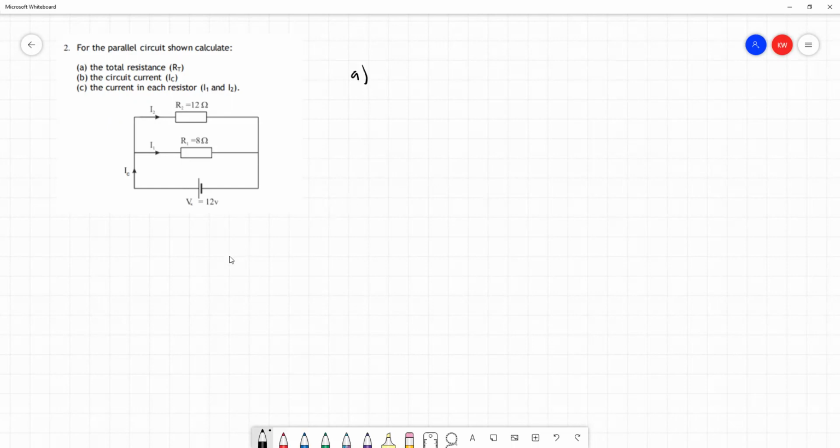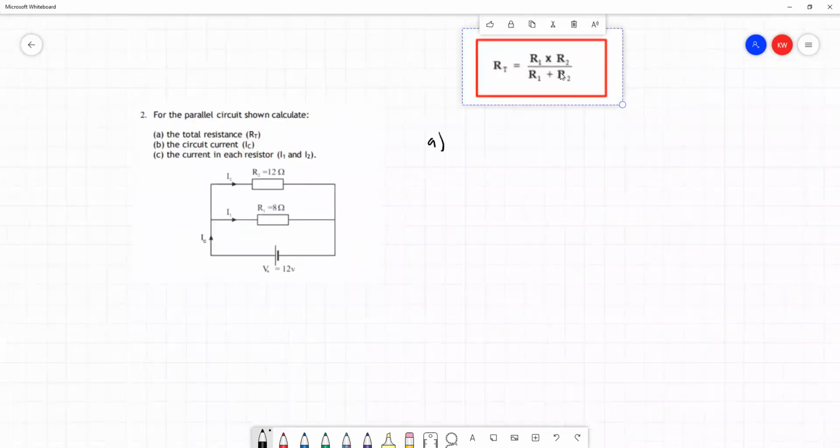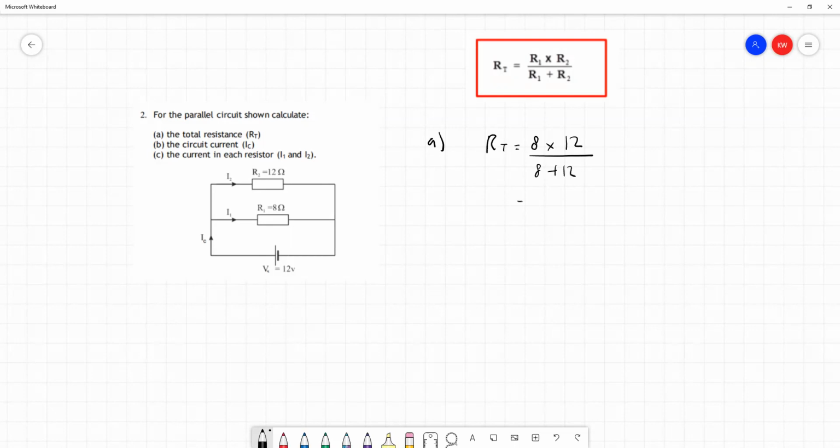Well, we could do 1 over RT is equal to 1 over 8 plus 1 over 12, or we could just take our formula, which makes things very nice to calculate. And I'll keep this on the screen whenever I do it to show you where I'm getting it from. So our total resistance is equal to R1, which we're told is 8 ohms here, times R2, which is 12 ohms, divided by 8 plus 12. So what we're going to have here is 8 times 12 is 96, and 8 plus 12 is 20. So 96 divided by 20 is 4.8 ohms. So we've worked out the total resistance.